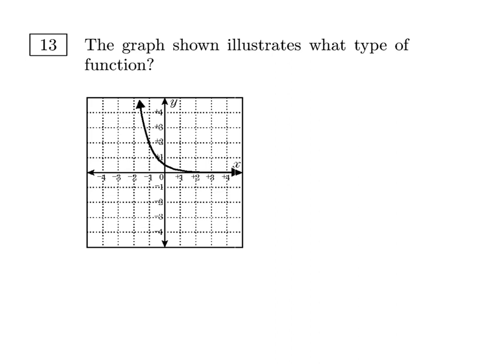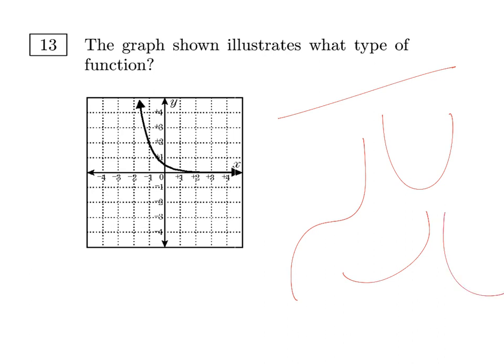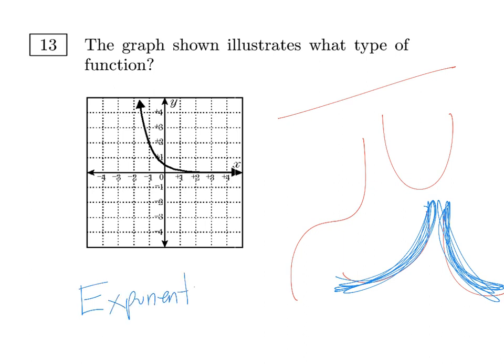All right, for 13, the graph shown illustrates what type of function? Okay, well, this would be a linear function. This would be a parabola or quadratic function. This would be a cubic function. And this or this would be an exponential function. This type of graph would be exponential growth, going from left to right. This type of graph would be exponential decay, going from left to right. All right, so this is an exponential function. Done.